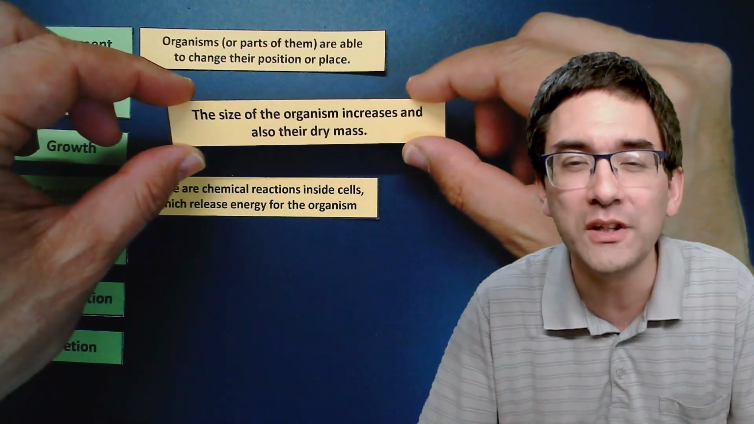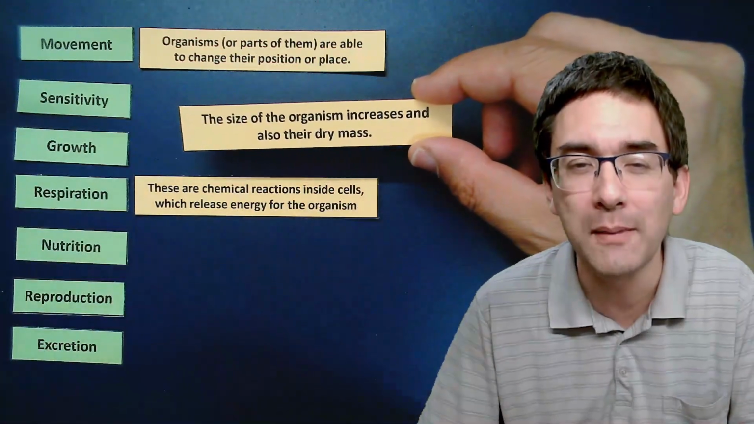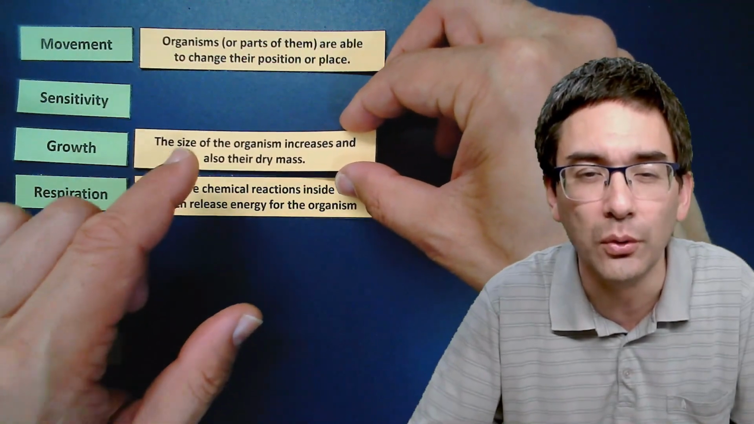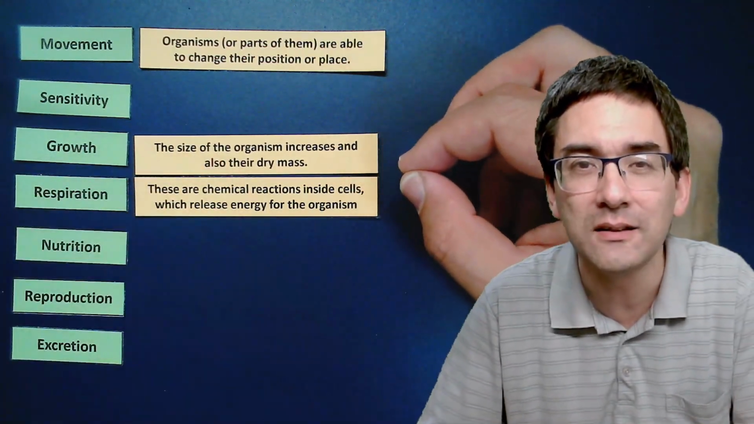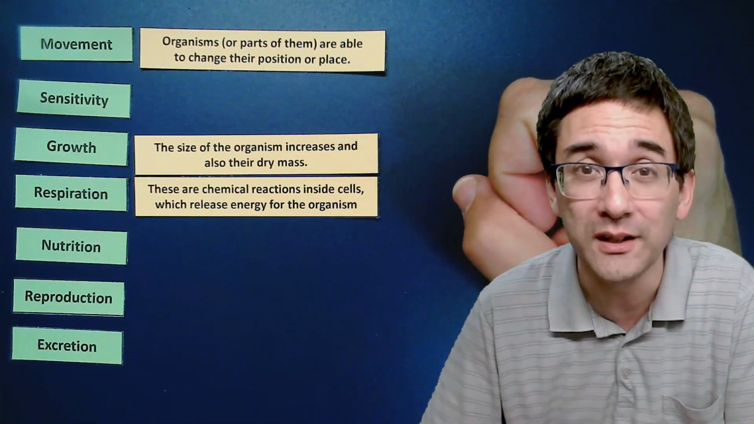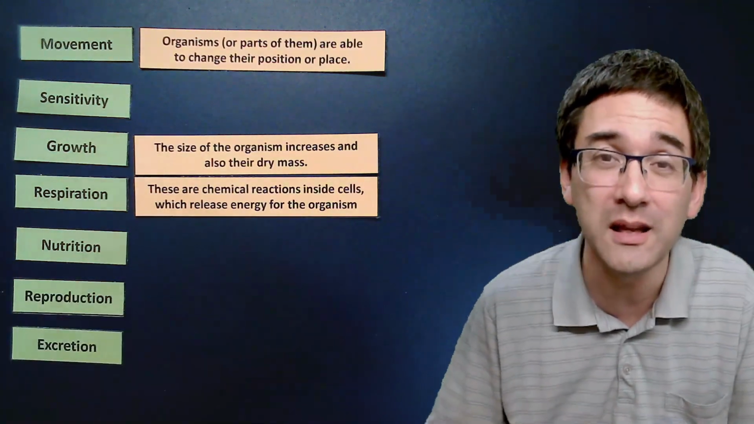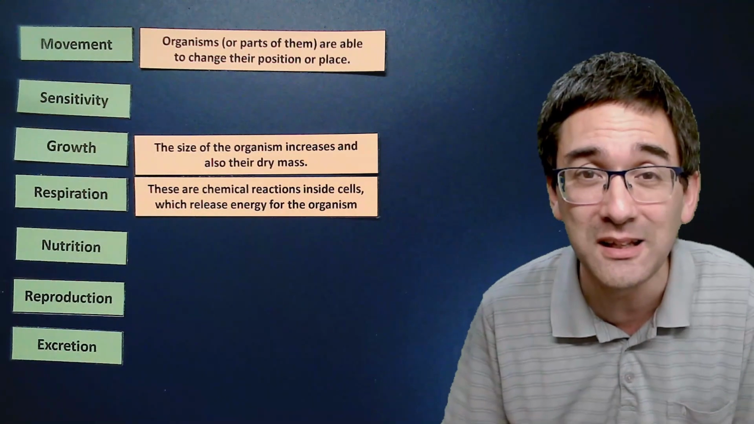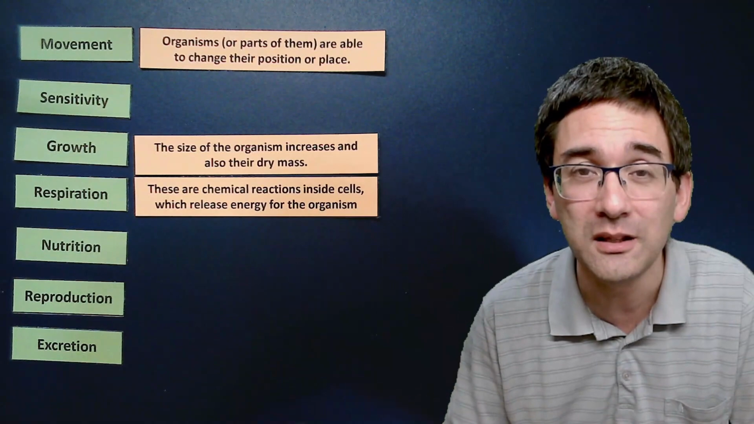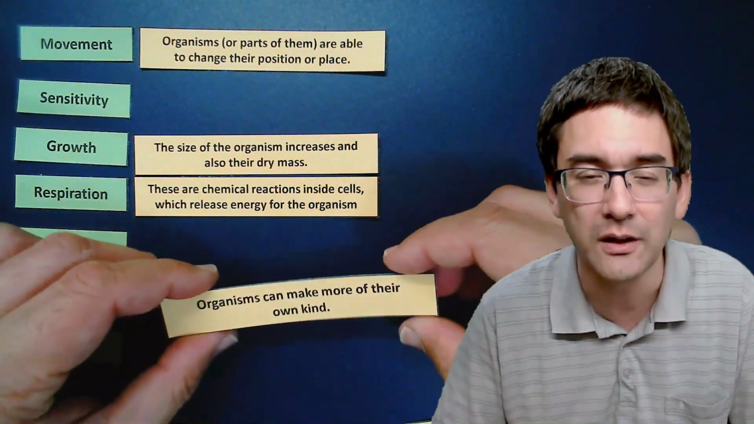The size of the organism increases, and also their dry mass. I need to explain a little bit what dry mass is, but you might have already guessed that when the size becomes bigger, then this is growth. Now, dry mass is the mass of an organism minus the water content. The reason is that the water shouldn't count, because water can be taken up and given off by an organism quite easily. What we want to do is only look at the material without the water, and that is called the dry mass.